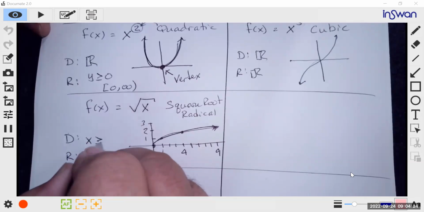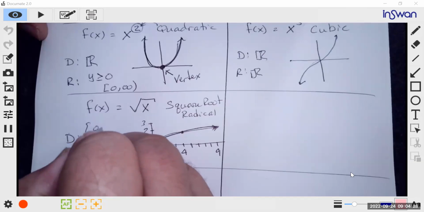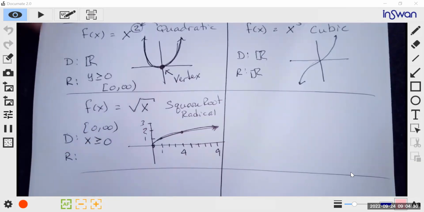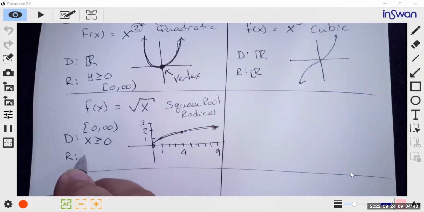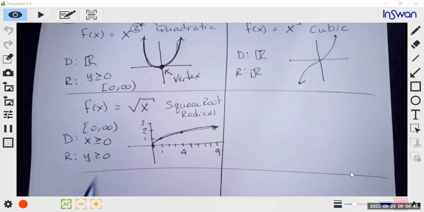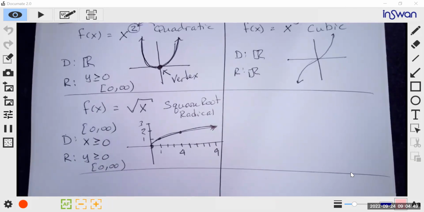Zero. X is greater than or equal to 0, or 0 to infinity. And the range, the lowest it can go is 0, and then it goes up. So Y is greater than or equal to 0, or 0 to infinity.